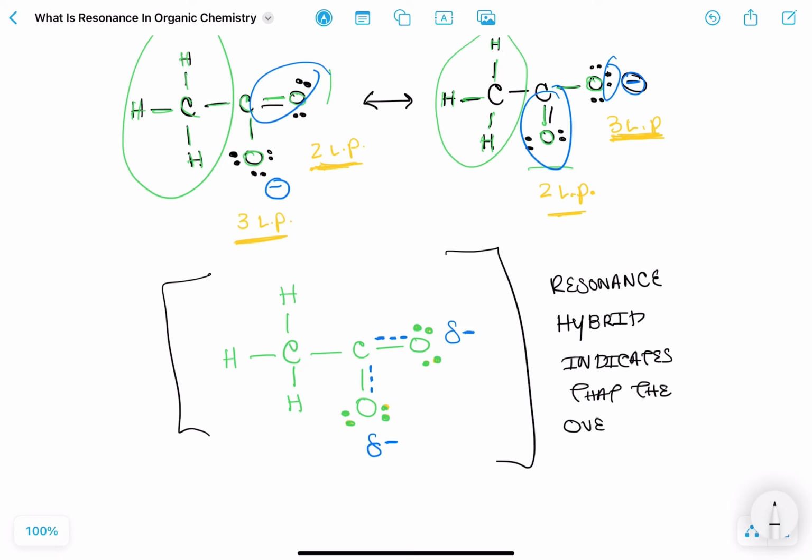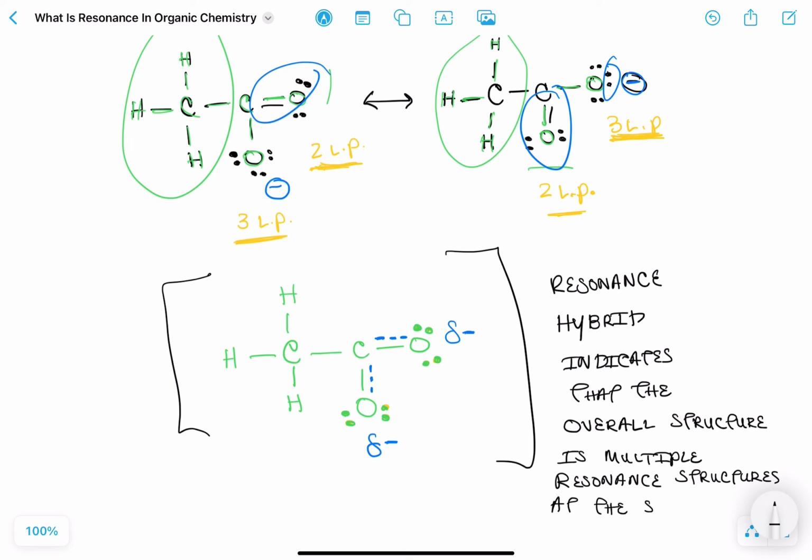It indicates that the correct overall structure is multiple resonance structures at the same time. So that is the resonance hybrid, and again, this will play a crucial role in the rest of our understanding of organic chemistry.